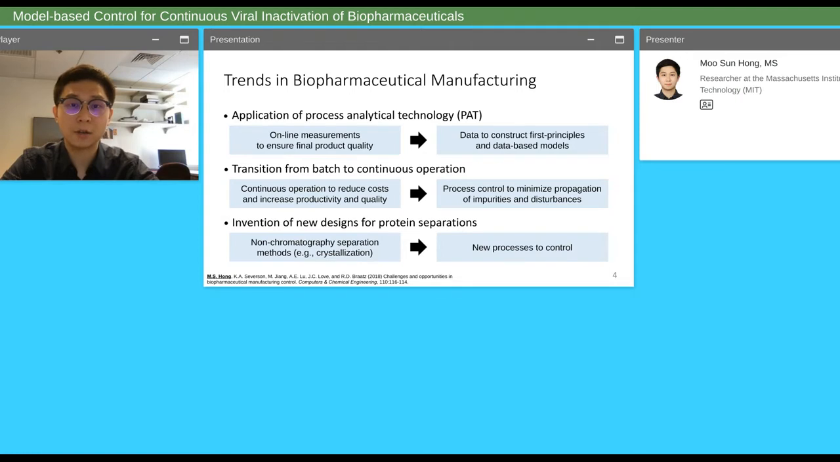Another area of interest is the invention of new designs for protein separations. Currently, the dominant method is packed bed chromatography due to its high resolution, but this method is costly for high-dose pharmaceuticals. So non-chromatography separation methods are becoming more attractive as modern bioreactors are achieving higher product titers. And crystallization is one of the more promising proposed technologies. This will be a major shift in biopharmaceutical manufacturing that will involve new processes to be controlled.